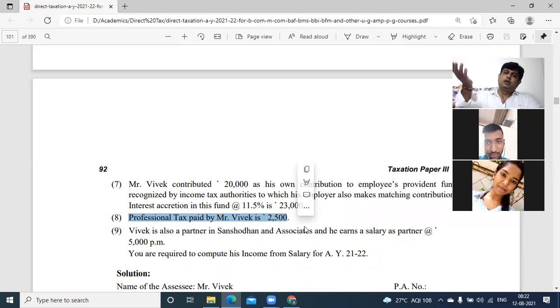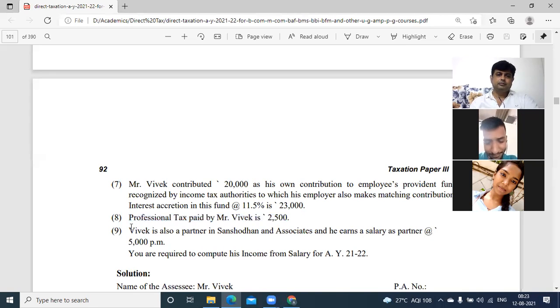If you know there are other than salary income, what to be done? Today also it is there. Professional tax paid by Mr. Vivek, what he will do? 2,500. Professional tax paid, taxable, under section 16(3).